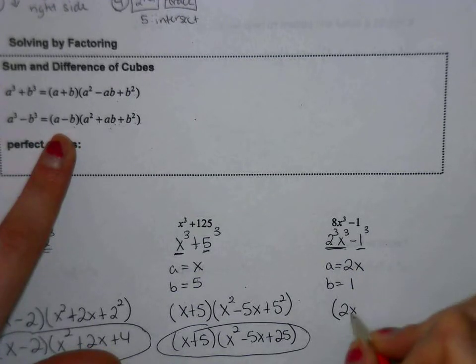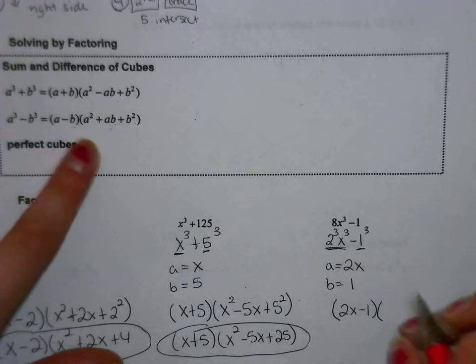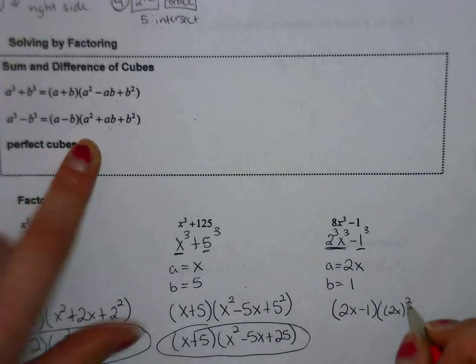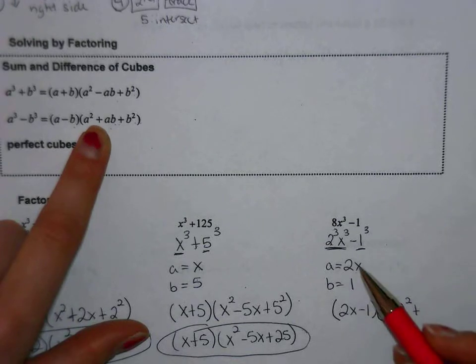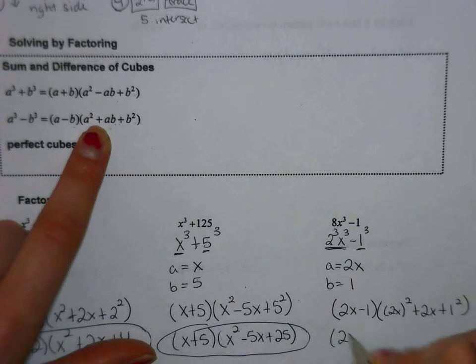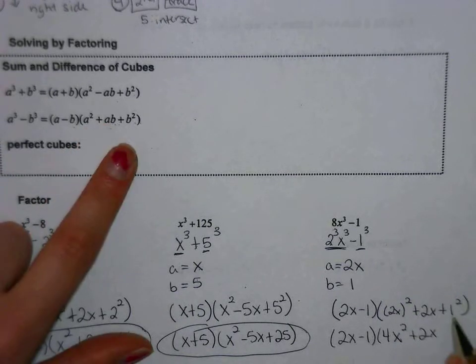So 2x minus 1 times 2x in parentheses squared plus a times b, 2x times 1 is 2x, plus 1 squared. Now if we look at this problem, 2x squared is really 2 squared times x squared, which is 4x squared, because the square goes to both, plus 2x, and 1 squared is 1.